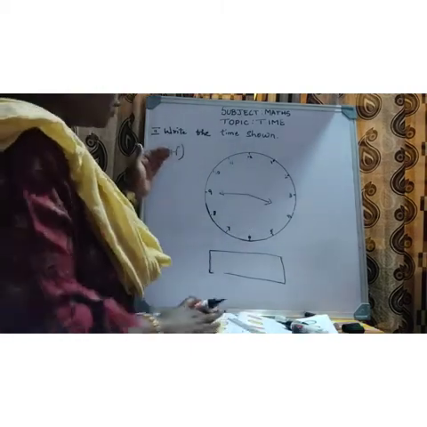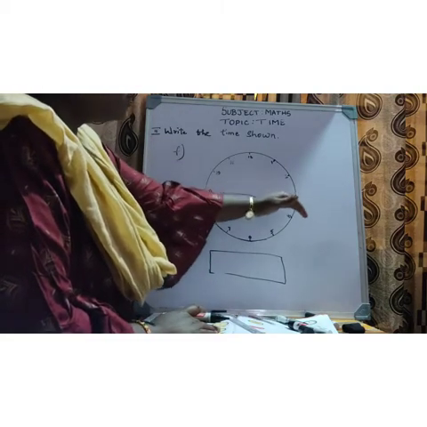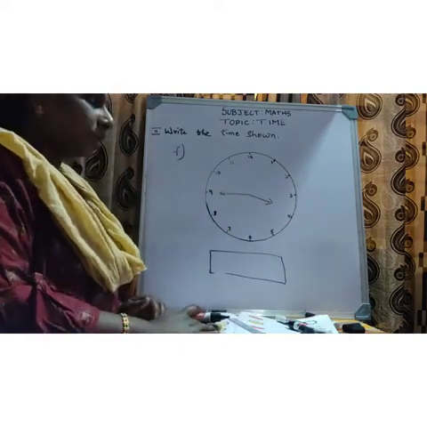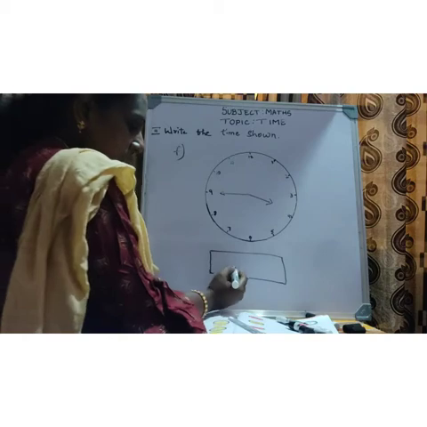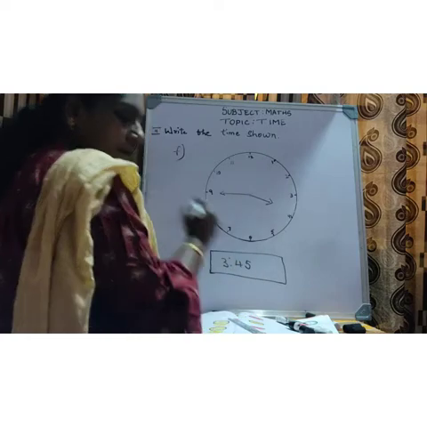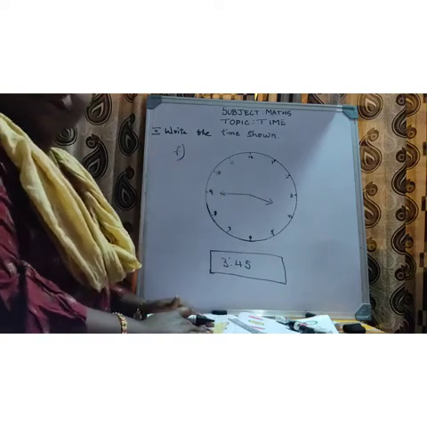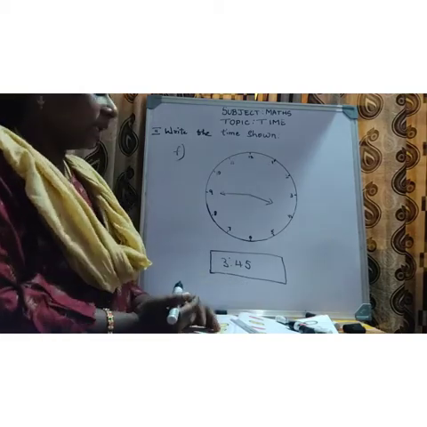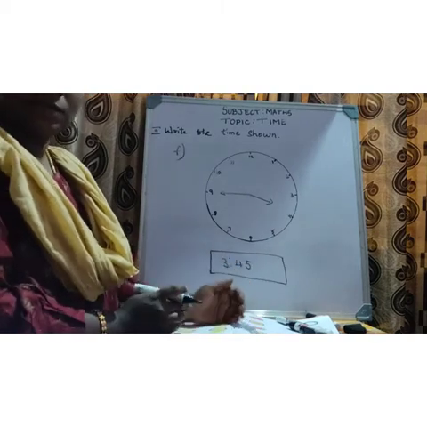Okay. So the last one, children, the minute hand is at 9 and the hour hand is between 3 and 4. So what is the time shown here, children? It is 3:45. Okay, understood, children? Or you can tell it as what? You can tell it as quarter to 4. But when you are writing, you have to write it as 3:45.